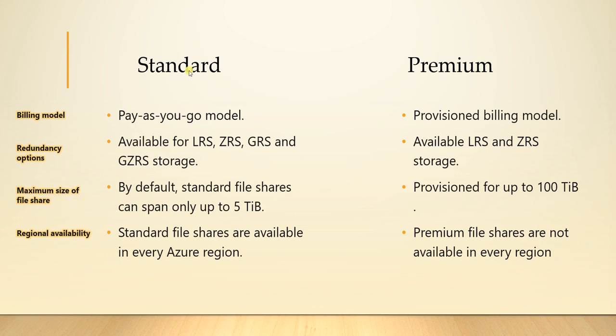And maximum size of file share, for standard by default it can span only up to 5 terabytes, and for premium it is 100 terabytes maximum. This is the maximum limit. However, in case of standard, if you want to increase beyond 5 terabytes, you have an option called large file share. I will explain this maximum share concept while I create a file share. Once we enable the large file share, we cannot come back. I'll show you through a demo in the Azure portal. And regional availability, standard is available in all Azure regions, whereas premium is not available in all regions. These are the basic differences between standard and premium types of file share.